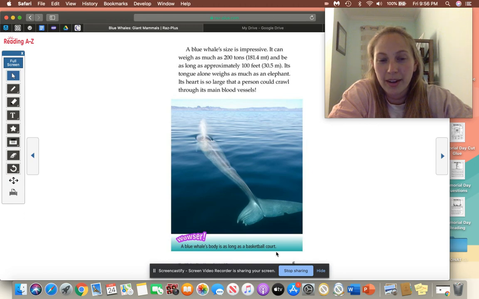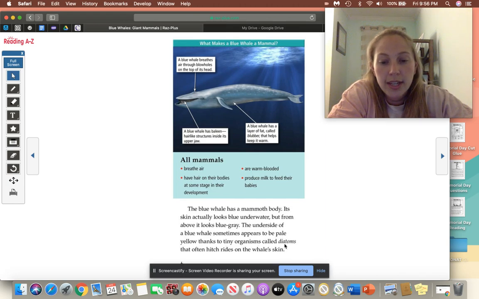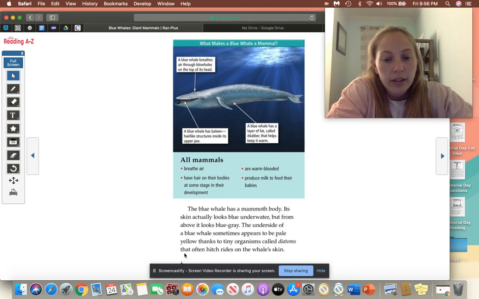Think about that for a minute. That's really big. The blue whale has a mammoth body. Its skin actually looks blue underwater, but from above it looks blue-gray. The underside of a blue whale sometimes appears to be pale yellow thanks to tiny organisms called diatoms that often hitch rides on the whale's skin.